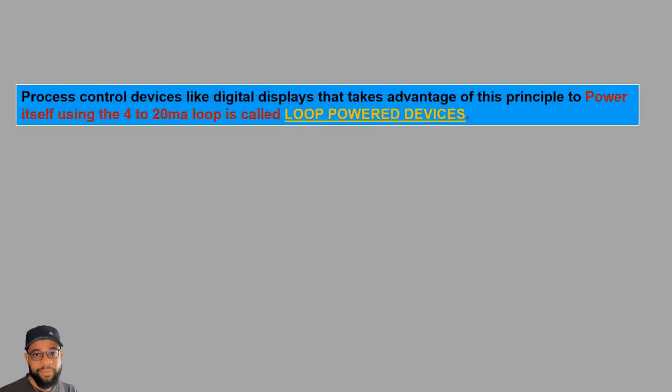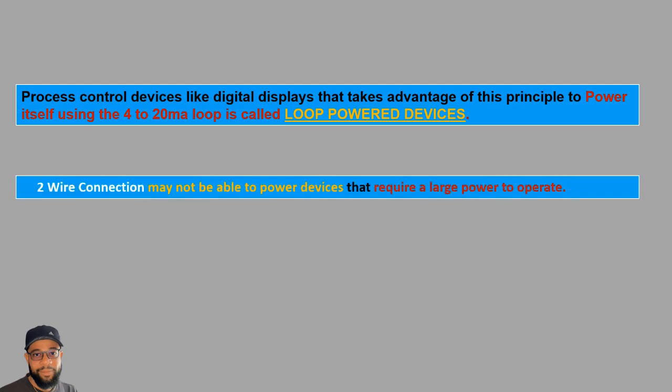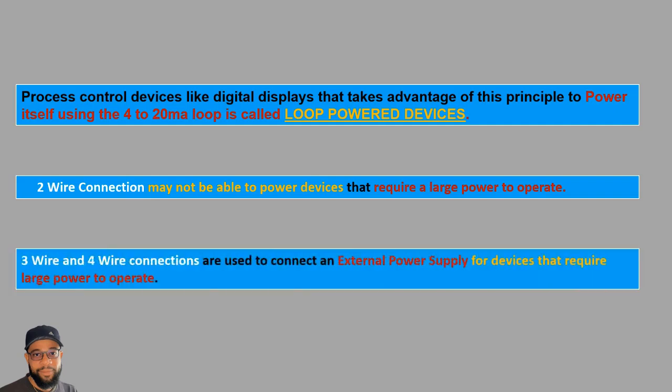Process control devices such as digital displays that take advantage of this principle to power themselves using the 4 to 20 milliampere loop are called loop-powered devices. Loop-powered instruments consume very little power in order to be able to operate with the power supplied to the loop. A two-wire connection may not be able to power devices that require a large power to operate. So, 3-wire or 4-wire connections are used to connect an external power supply for devices that require large power to operate.